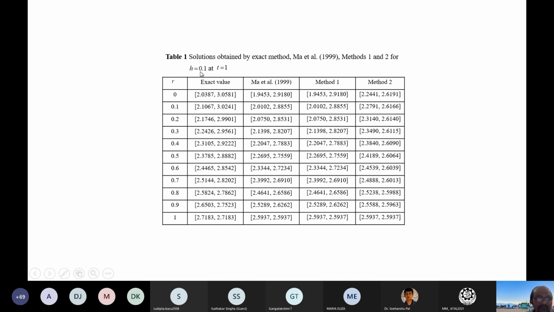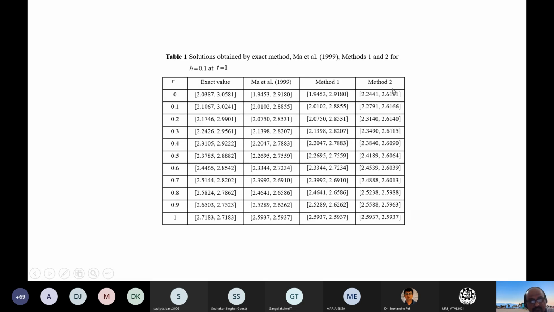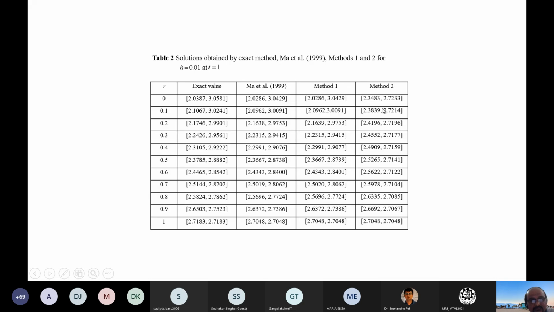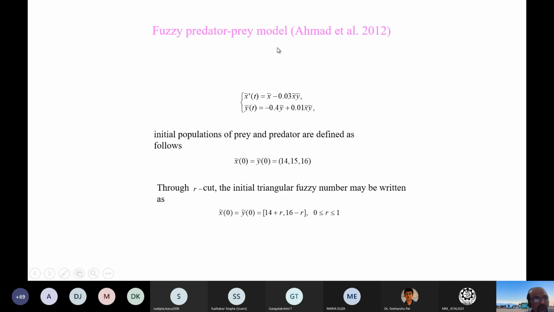So if you have H = 0.1, method 1 and method 2 will actually change. These two will be the same. I have given in table 1, H equal to 0.1 at t equal to 1. You go to the next slide, H equal to 0.01. See, this is better when I reduce the step length H. If you see the previous one, this was not so good, but this is better. Then errors also we have found for different H values for method 1 and method 2.